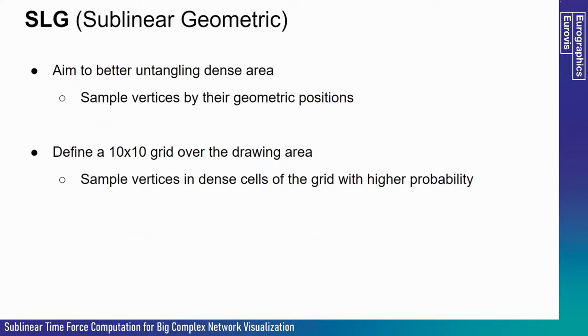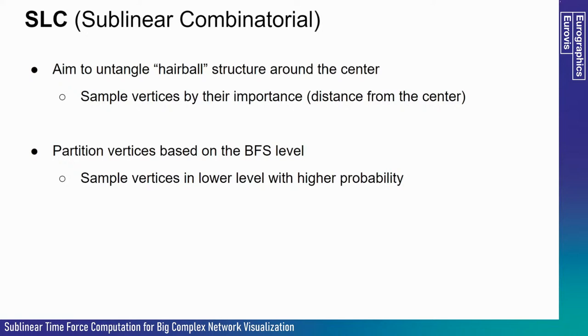For SLG, we aim to better untangle dense areas in the drawing, and we do this by sampling vertices by their geometric positions. To do this, we define a 10x10 grid over the drawing area, and we sample vertices in dense cells of the grid with higher probability. With SLC, we aim to untangle hairball structure that often occurs around the center, which is done by sampling vertices by their importance, in this case, the distance from the center. We do this by partitioning vertices based on their BFS level, and then sampling vertices in lower levels, that is closer to the center, with higher probability.